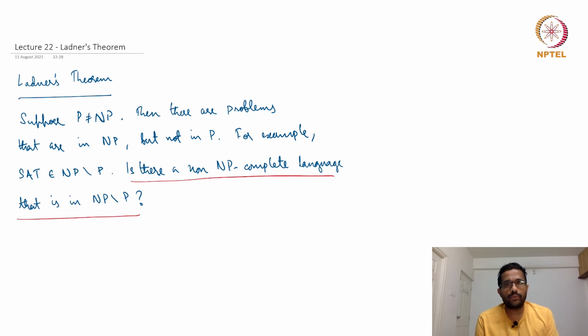Hello and welcome to lecture 22 of the course Computational Complexity. This will be a rather brief lecture, perhaps about 10-12 minutes, and we will see what is called Ladner's theorem, and we will see a high-level outline of one of the proofs for Ladner's theorem.